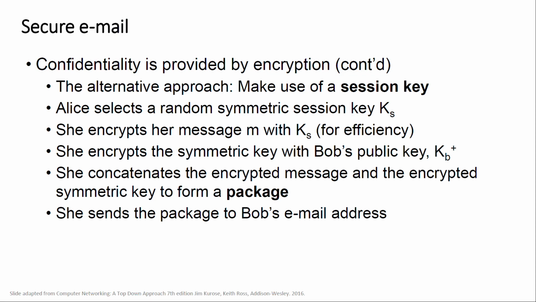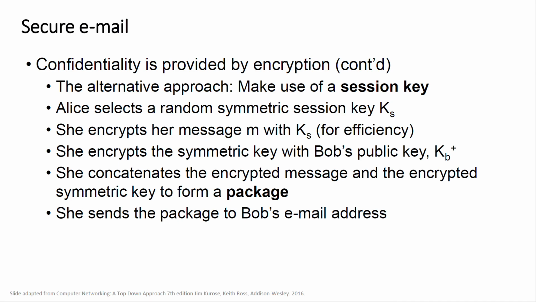Make use of a session key. So Alice selects a random symmetric session key KS. So for AES encryption, she chooses a symmetric key. She encrypts her message M with the secret key for efficiency, because you know that symmetric key algorithms are way faster than public key algorithms. She encrypts the symmetric key with Bob's public key.